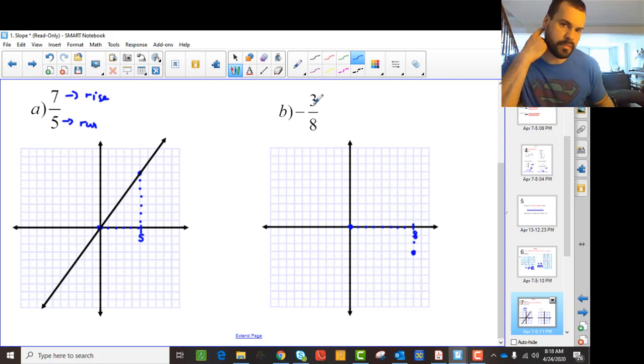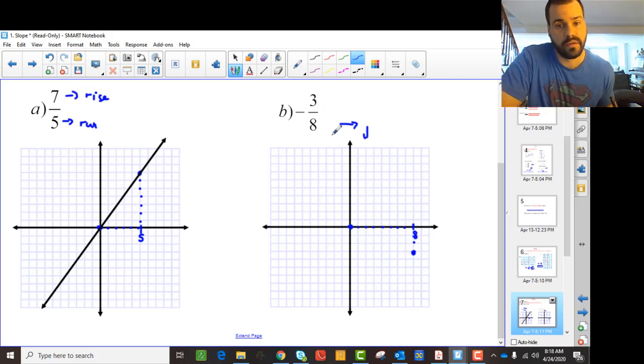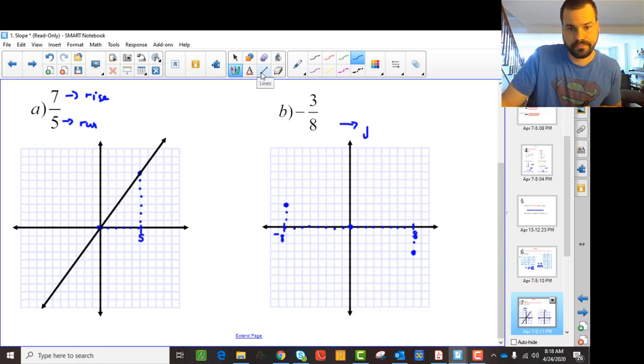Now you might be saying, well, how come you ran 8 this way and rose down? How come the rise was negative? And the answer is it really doesn't matter. So in other words, I could make it negative 8. So I could run backwards. 1, 2, 3, 4, 5, 6, 7, 8. Okay, I could have went back to minus 8 and rose 3. So 1, 2, 3. They are all along the same line. So the issue is only that one of them is negative, not both.